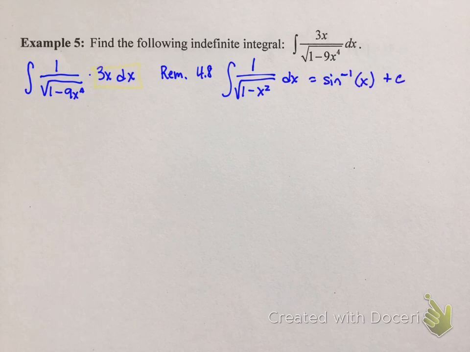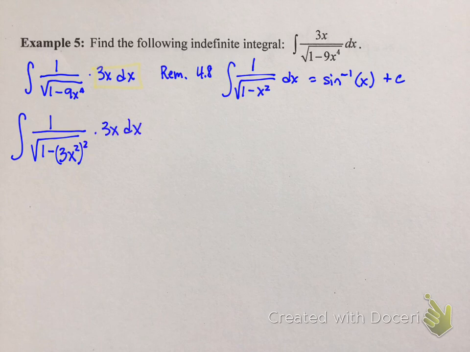So since I have that, that almost looks like what I have here. So why don't we write the 9x to the fourth as something squared? If I rewrite the original as 1 over the square root of 1 minus, 9 is a perfect square, it's 3 squared, and x to the fourth is a perfect square, it's x squared squared. So if I rewrite it like this, I might be in luck. This time around, let's let u equal 3x squared. And if I take the derivative of u, I get du.